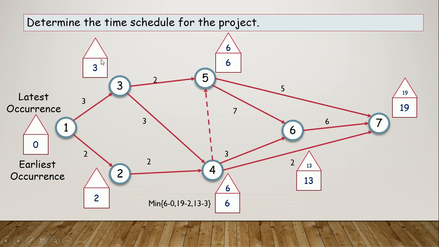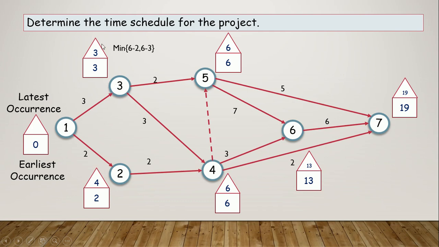Now look at this side. 3 to 5 and 3 to 4. 6 minus 2 and 6 minus 3. Of course, 3 is the minimum. We can go for 6 minus 2 here for node 2, because there is only one activity starting from 2. And then for 3, 6 minus 2 and 6 minus 3. The minimum is 3. Put 3 there.